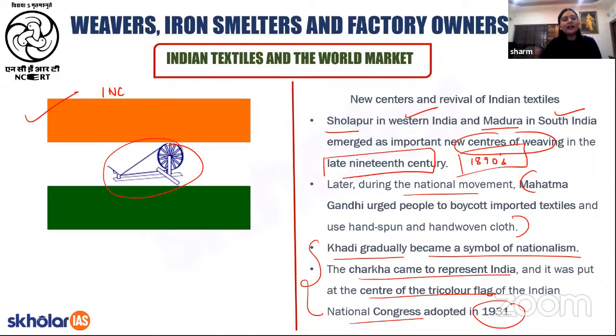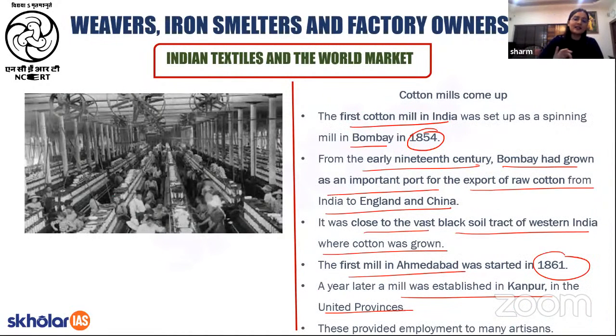Now students, apart from that, I had told you about certain centers that became the revival centers of Indian textiles, such as Sholapur and Madura. And then students, I had told you the role of nationalism in giving a boost to the Indian textiles once again.